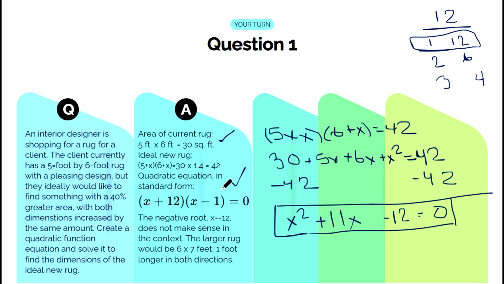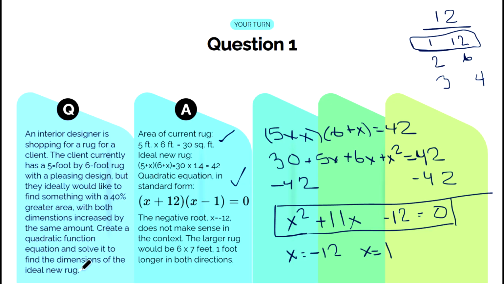Check. This makes sense. Okay, so quadratic equation in standard form. The negative root, x equals negative 12, does not make sense in the context. So if we factor this out, then this means that our values for x are x is equal to negative 12 and x is equal to positive 1. Okay, so these are our two possible options for the new rug.